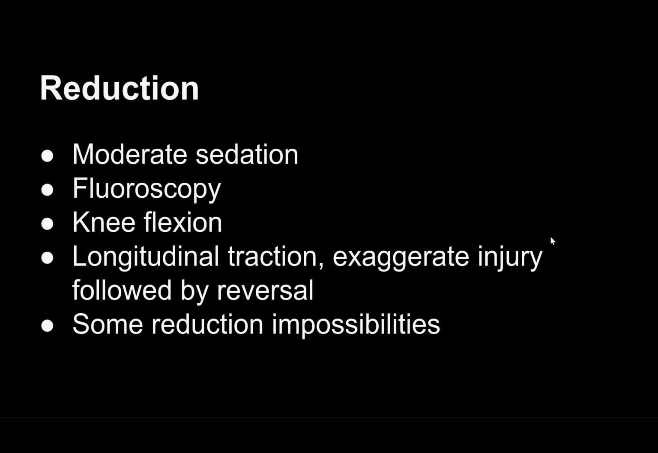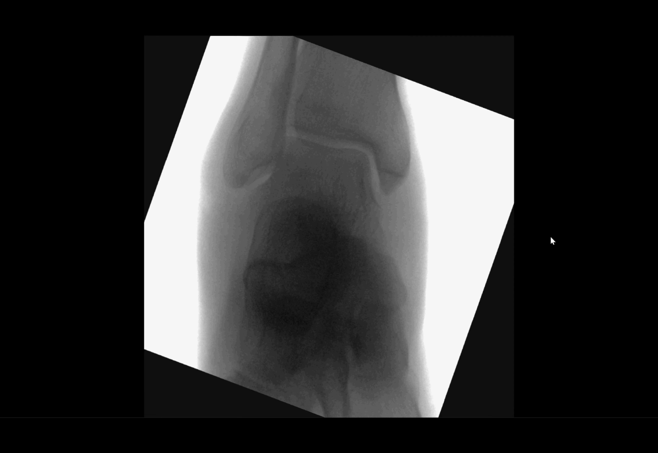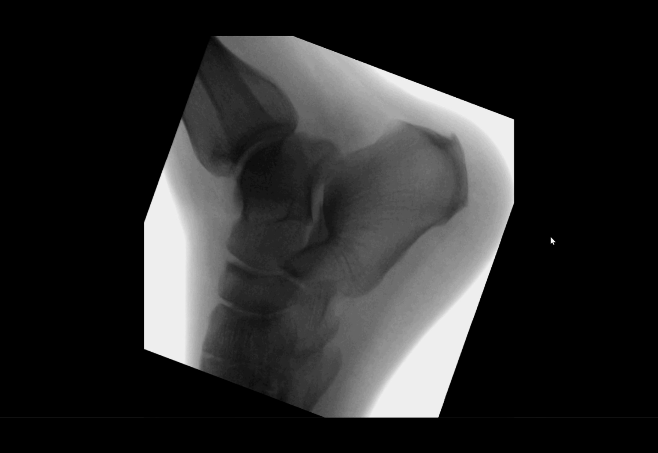And now there are some things that will make reduction impossible. Things like buttonholing of the talus through the extensor retinaculum, entrapment in the peroneal tendons, or certain associated fractures. Here we have our post-reduction fluoroscopy, looking much better, right? We see we've got our tibia here, we have our talus, and we have much better alignment here with our calcaneus and our navicular bone. So we have good reduction here.